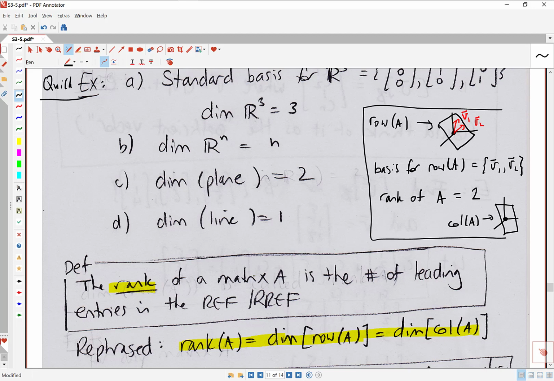Guaranteed to be 2-dimensional because the rank of A tells us how many basis vectors we have for the row space and how many basis vectors we have for the column space. But the basis vectors for the column space of A will be different than the basis vectors for the row space of A. So I could call these, say, B1 and B2. They'll be pointing in different directions than V1 and V2 were.